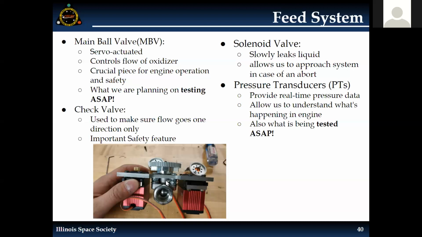It's also one of the pieces that we're going to be testing pretty soon, because we've built it and we've never put it under any sort of pressure. So we're going to hook it up to some inert nitrogen, which means it's safe, even though it's at high pressure, the nitrogen is pretty safe to use. That's how we're going to see how it holds up under high pressures.